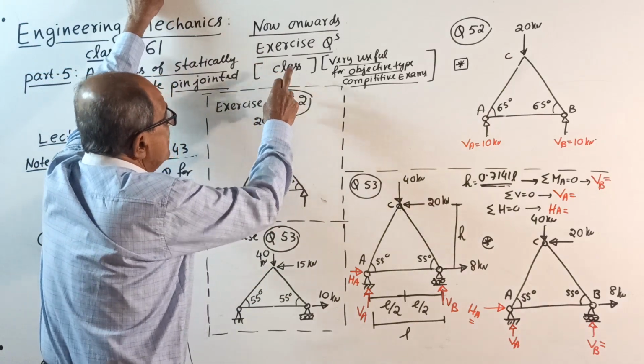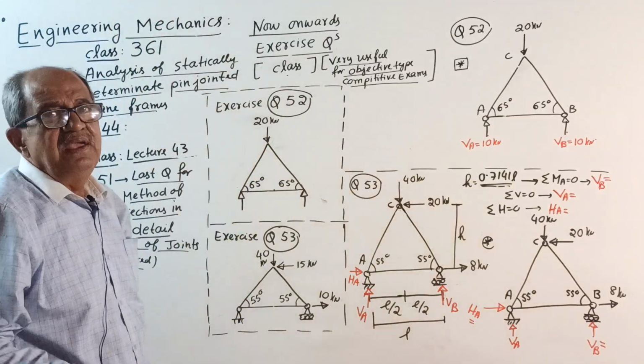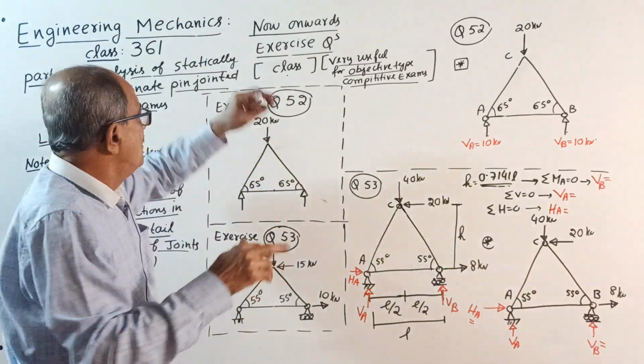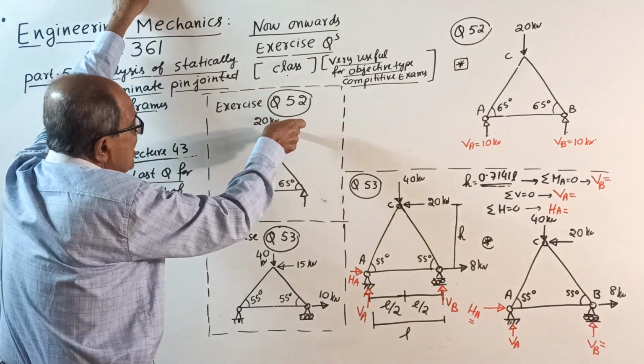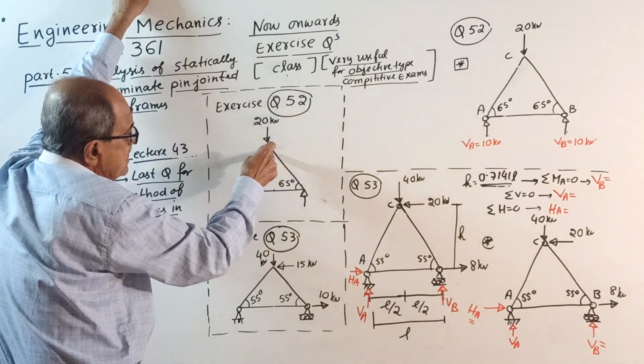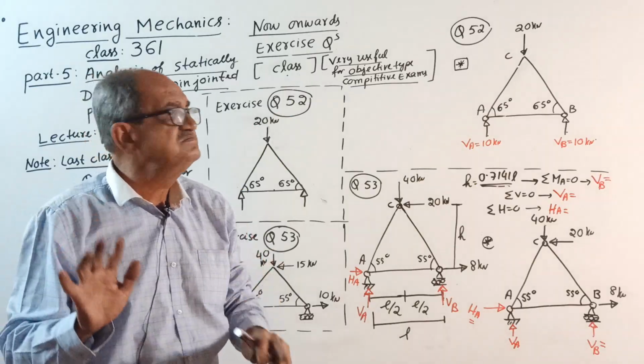I will write the question here, but I won't waste time. In the question, I will dictate. For example, I will dictate here: for the given pin-jointed plane frame, find axial forces in all the members. That way I will dictate, and you should write it.